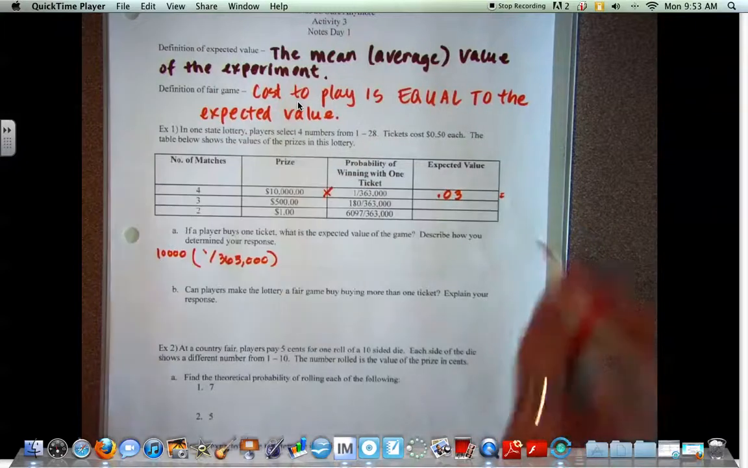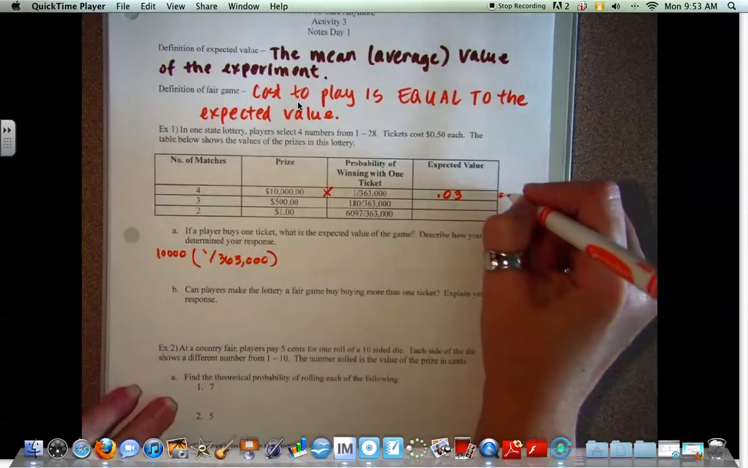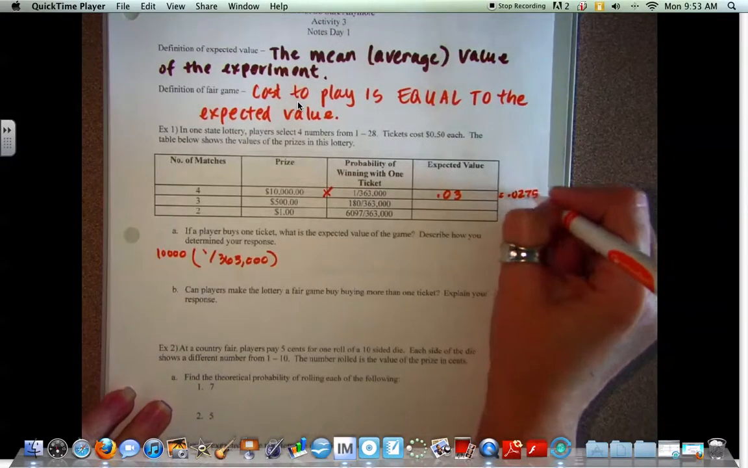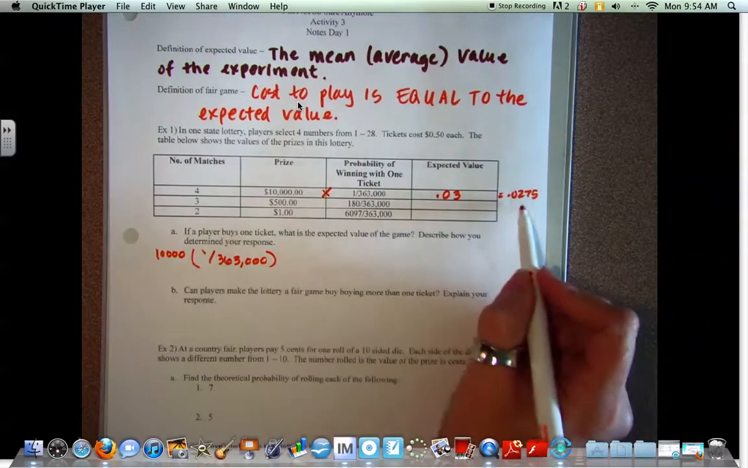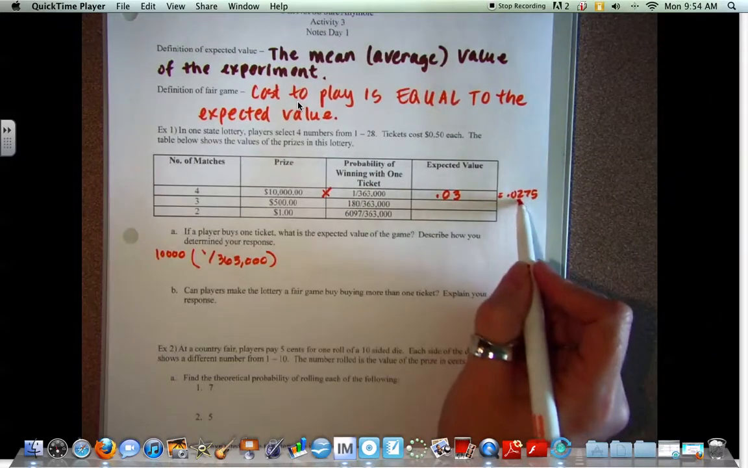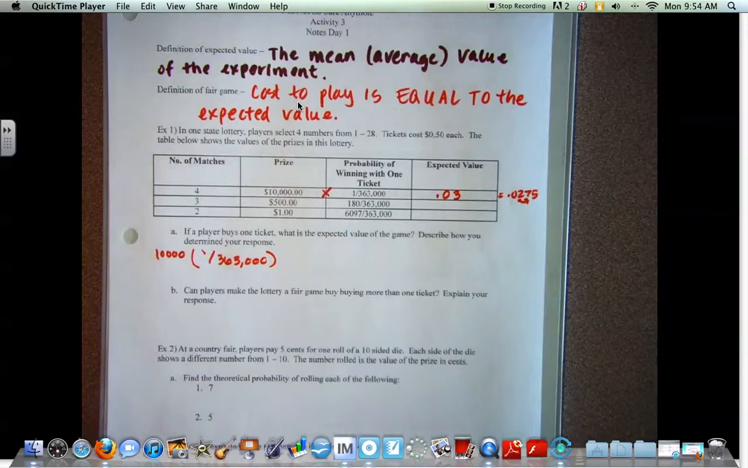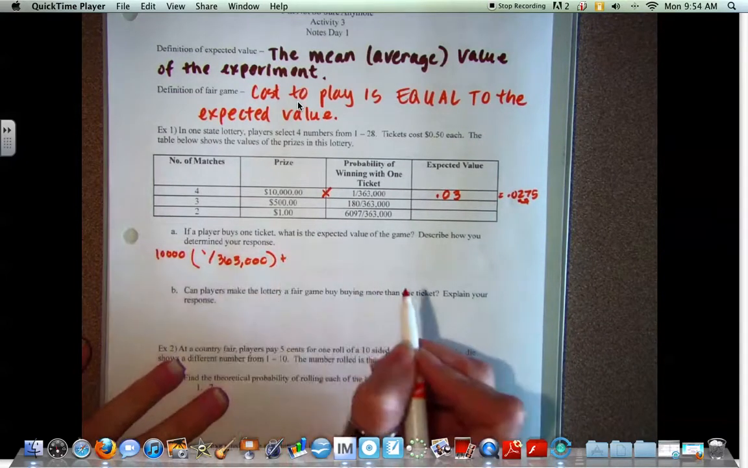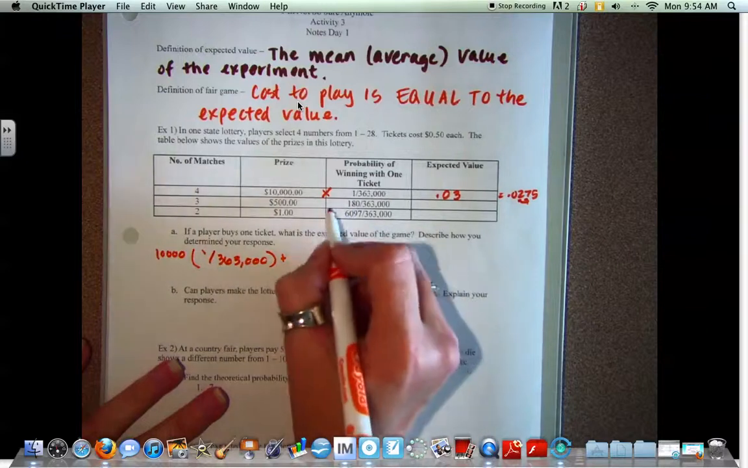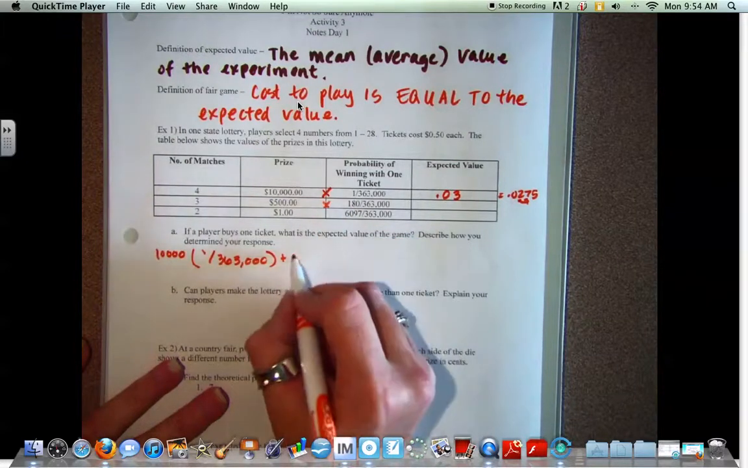0.027. What does it say on your calculator? 0.027548279. But we're dealing with what? Money. So with money, we round. We have how many decimal places? 2. And because we have 2 decimal places, we have to look to the third to determine whether we round up or stay the same. So we round up.